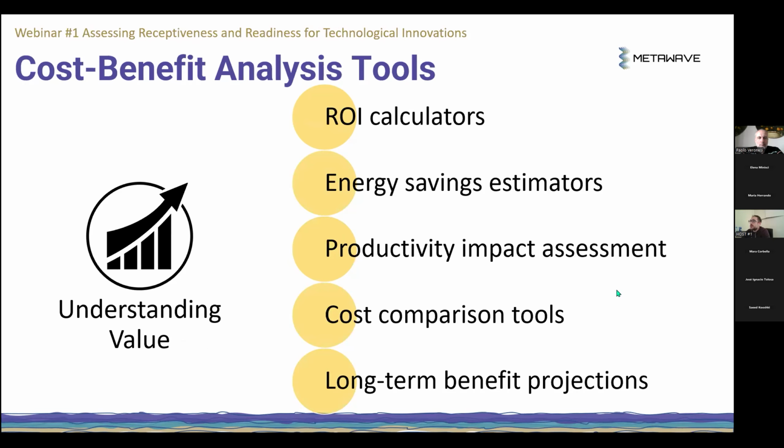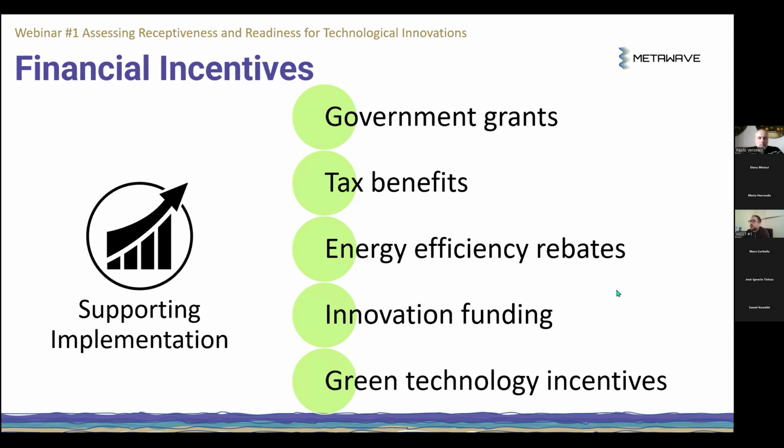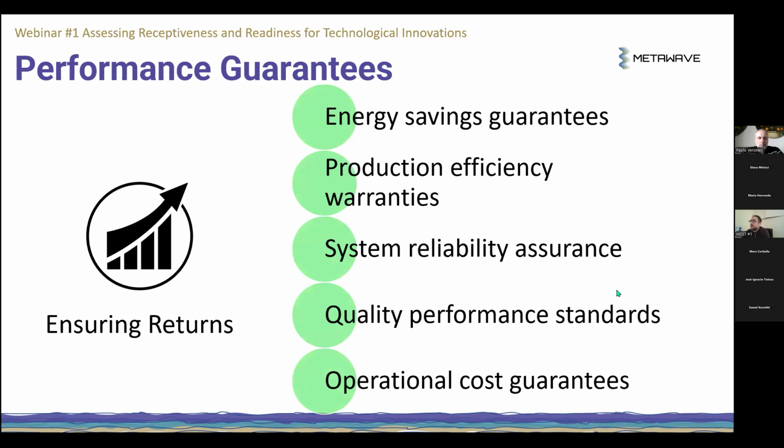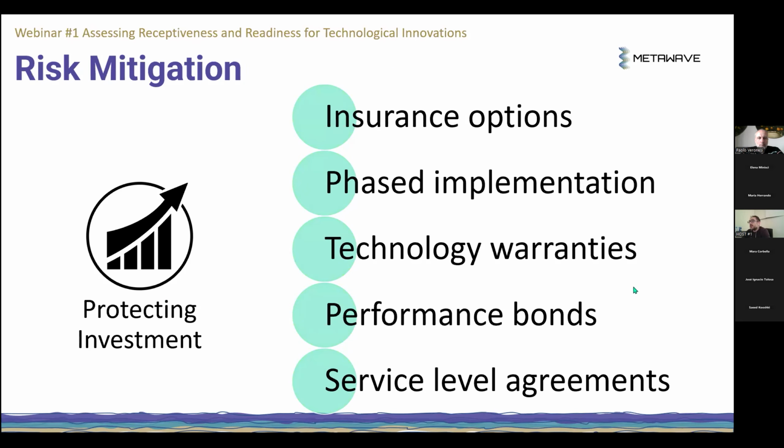Cost-benefit analysis tools include, for example, return on investment calculators, productivity impact assessment, and long-term benefit projections. Financial incentives could also help support the implementation, related to government grants, tax benefits, energy efficiency rebates, and some funding related to innovations. And this can all be measured along with performance guarantees regarding the energy savings, production efficiency, of course, and system reliability. Risk mitigation should also be taken under consideration.